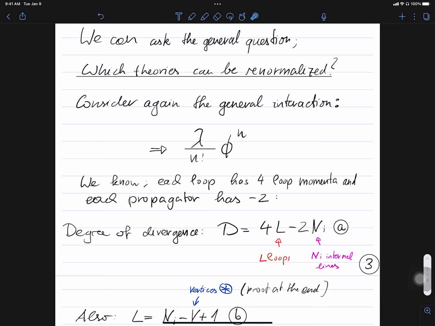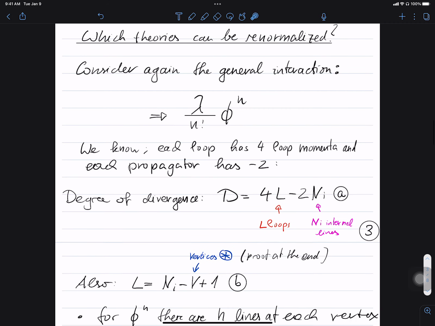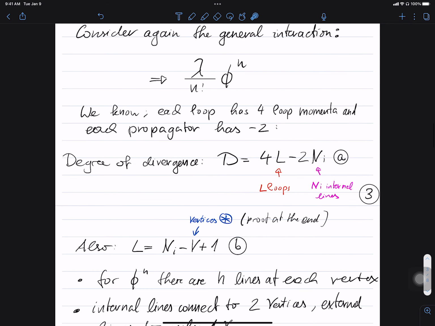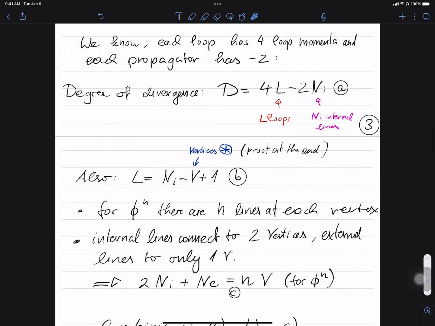We know that each loop contributes 4 momenta, and each propagator has -2 momenta in the high energy limit. So we can define the degree of divergence of a diagram by multiplying the number of loops by 4 and subtracting the number of internal lines, which are propagators, multiplied by 2. So that will tell us whether the diagram diverges or not. So if we have a positive d, it will diverge. If it's 0 or smaller, it will be finite.